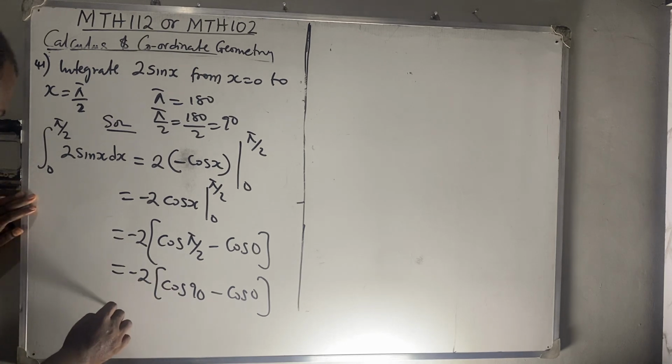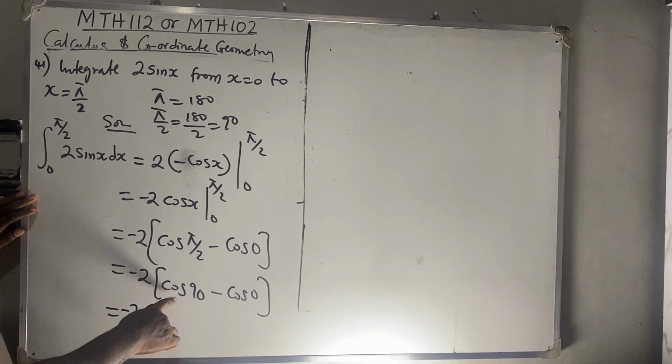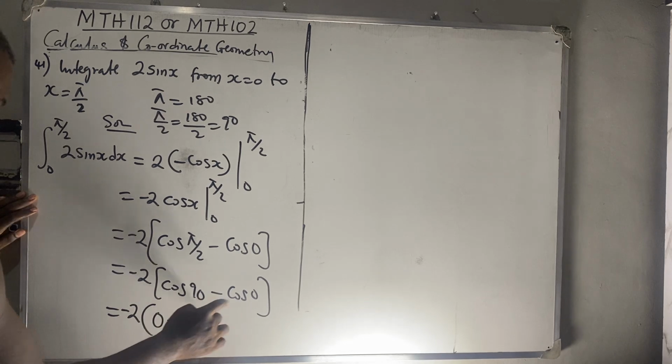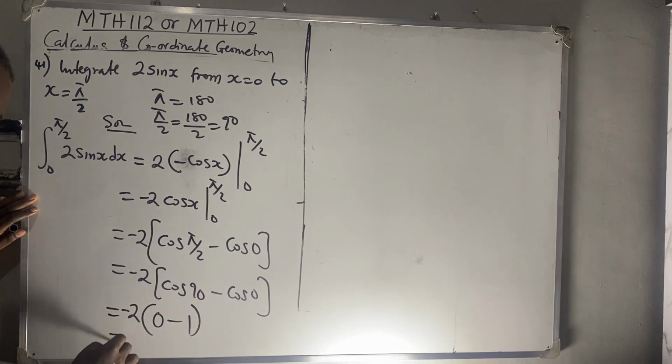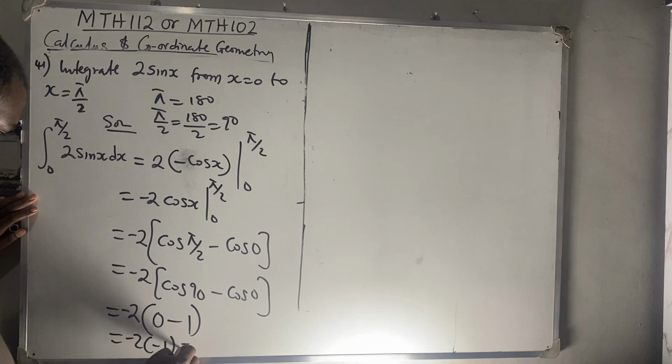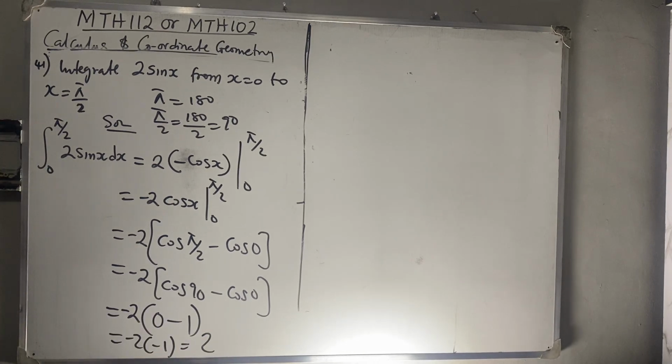Okay, so now this is equal to what? Minus 2 into cos 90 is 0, while cos 0 is 1. So this is now minus 2 into minus 1, which is giving us simply 2 as our result.